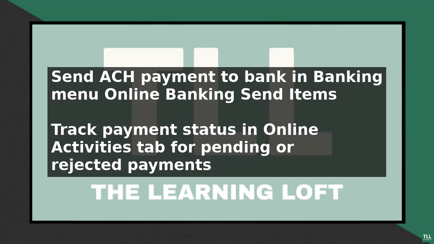Additionally, you can track the status of your ACH payments by going to the Banking menu and selecting Online Banking, then clicking on the Online Activities tab. This will show you the status of your payments, including any payments that are pending or have been rejected.